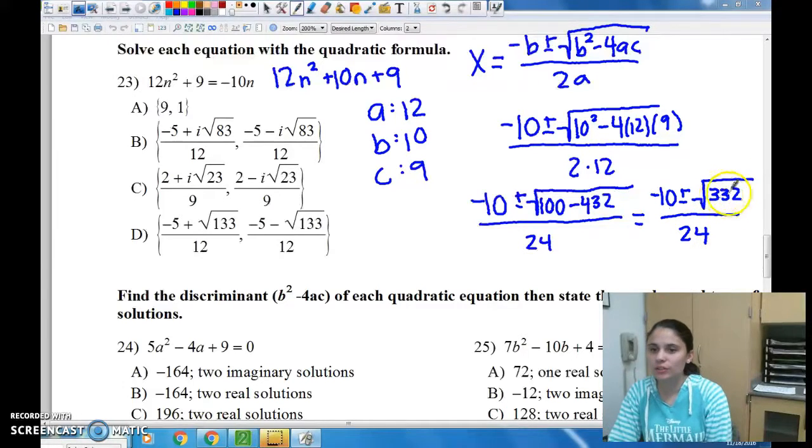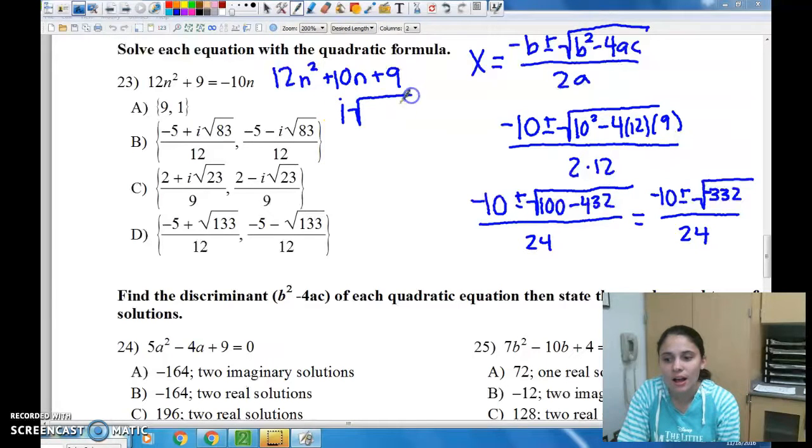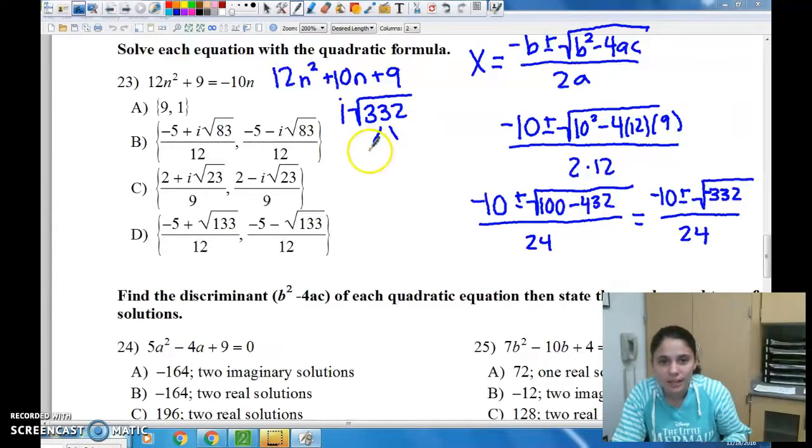So now I've got this 332, oh, and this is a negative 332. So I've got this 332 that needs simplified. So I'm going to do a side calculation over here and simplify the square root of negative 332. Because that's a negative, I can bring an i out front. So I have i and then the square root of 332. So I'm going to go ahead and break this down. So let's see, what times 2 is 332?